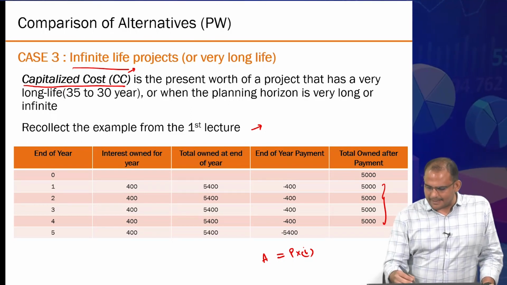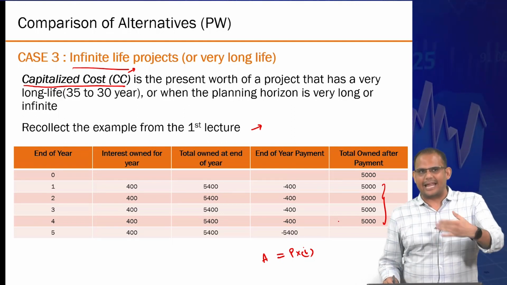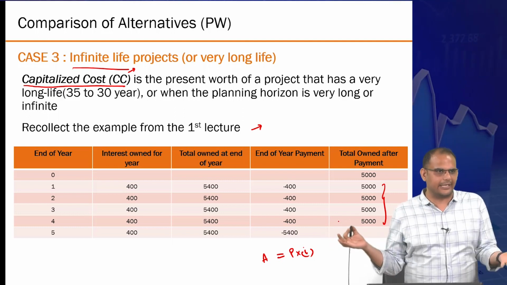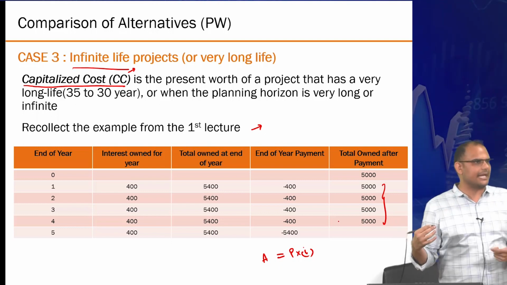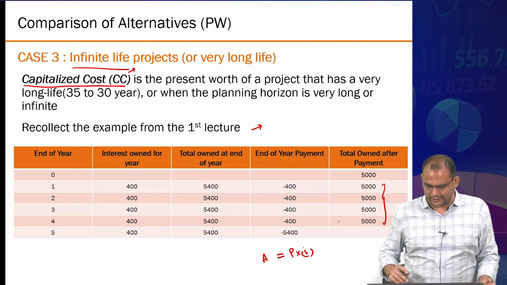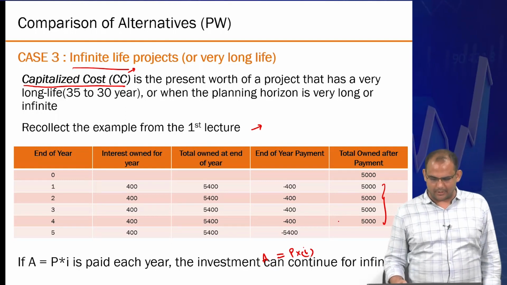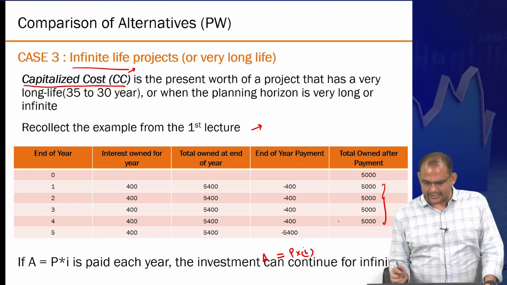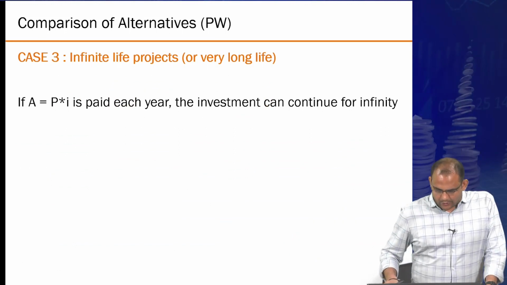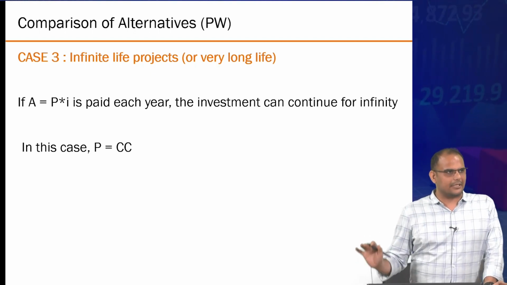So what is happening in this case, as long as you are paying P into I as interest every year, the useful life of your asset is practically infinite, because your capital is still the same. It's not decreasing, you're not repaying the loan. It's useful throughout, as time goes. So this is the concept that they borrow. So if A is equal to Pi, the investment can continue for infinity, right? This is precisely the formula that they use to calculate the capitalized cost also.